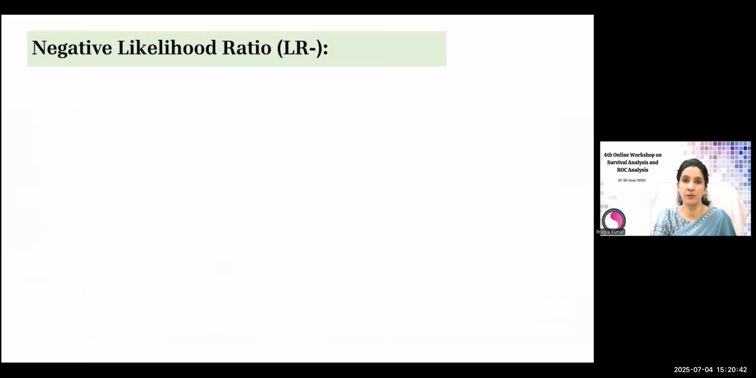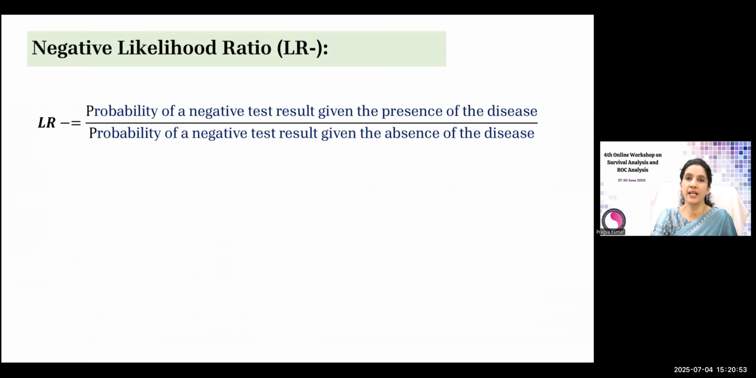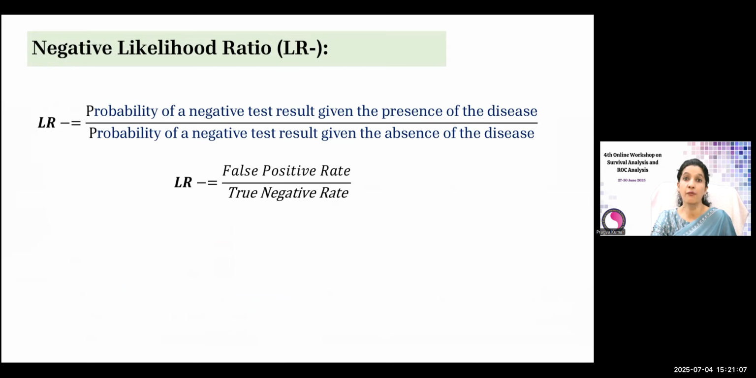Similarly, coming to the negative likelihood ratio. What is a negative likelihood ratio? Here we focus on the test result which has come negative. So in the numerator, we take the probability of a negative test result in people who are actually having the disease, and in the denominator, the probability of a negative test result in people who are actually not having the disease. So in the numerator, what will we have?